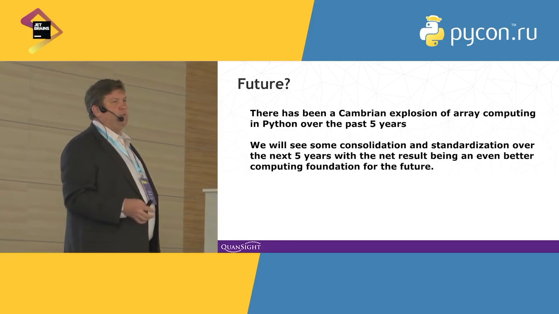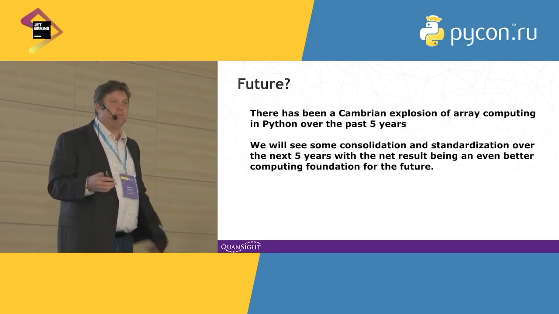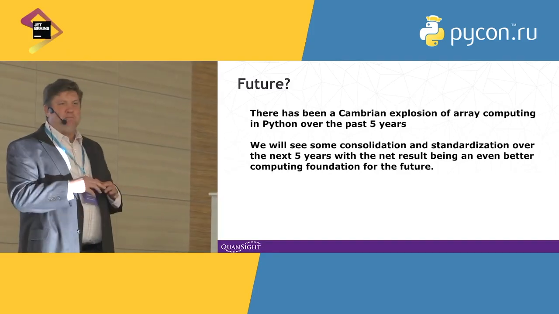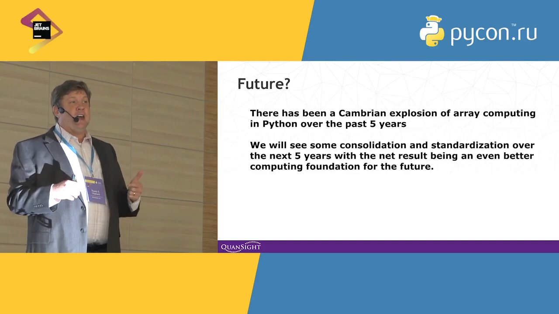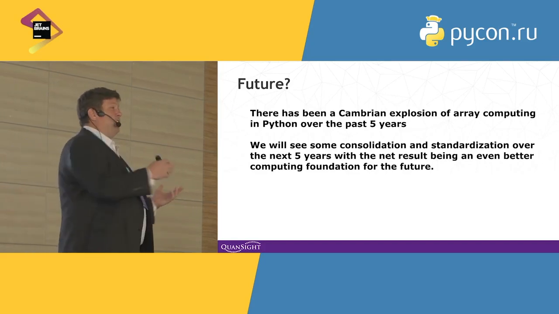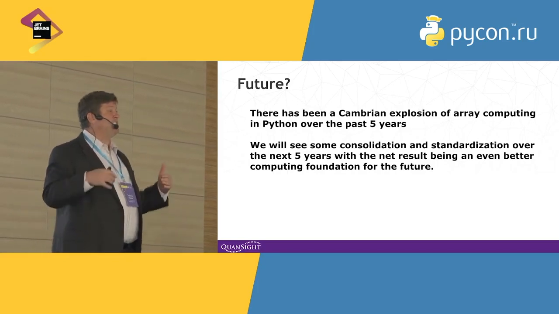So what's the future? Well, as I mentioned before, I'll restate it. There was a Cambrian explosion of array computing over the past 5 years. It's glorious. It's wonderful. It's allowed us to do amazing things. And you, as a Python user, can now do data science, you can do deep learning, you can do machine learning, you can go everywhere from cooking toast to making breakfast. It's amazing what you can do with Python today because of this, but it's also confusing.